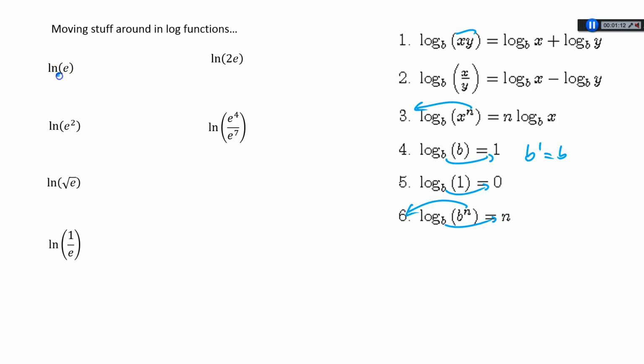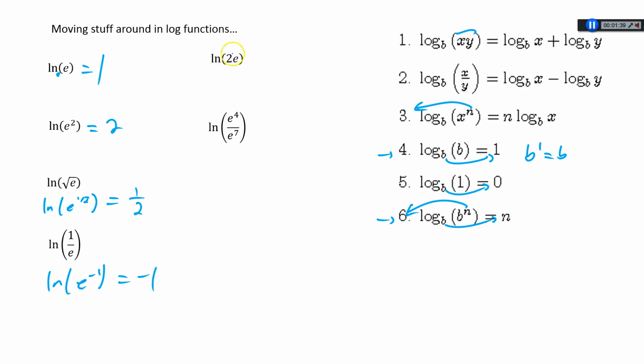Natural log of e, there's an e hiding down there, so that's just property number 4. It's just 1, right? E to the first power is e, not a big deal. E to the second power is e squared, so that's 2. That's kind of like rule number 6, right? This is kind of like that too, but it's hiding there. E to the 1/2 for the root, right? So that's 1/2. 1 over e, that is e to the negative first power, so that's negative 1.